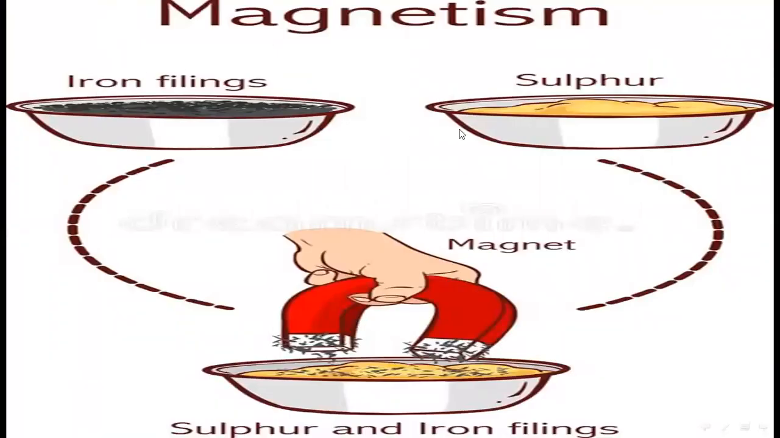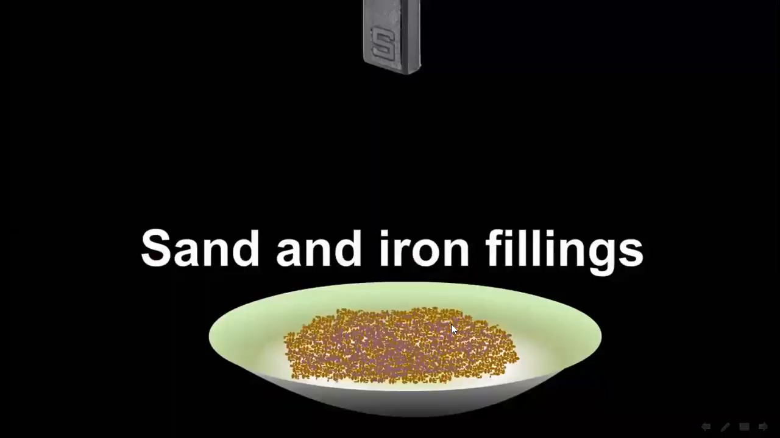Again, here you see iron filings, and that one is sulfur. If you mix them together and make a sulfur and iron filings mixture, and you want to separate the iron filings, you use a magnet. I hope you understand. Again, here you see sand and iron filings. If you want to remove the iron filings from the sand, you can use the magnet.